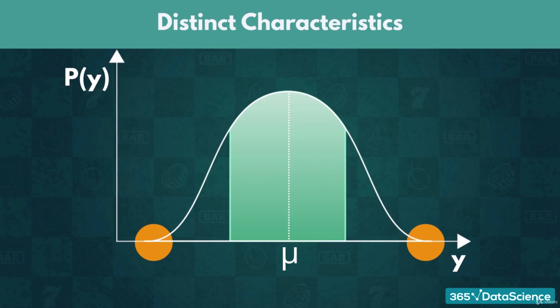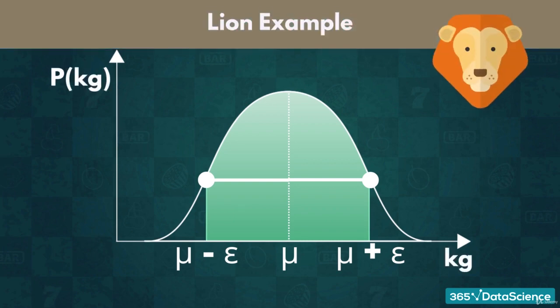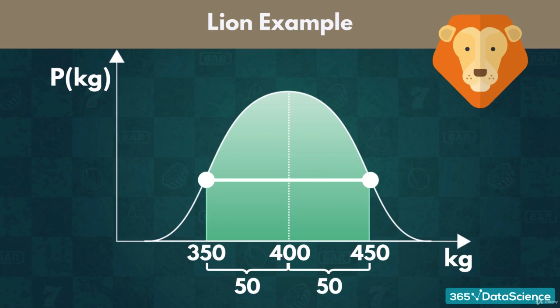Furthermore, we can see that the graph is symmetric with regards to the mean. That suggests values equally far away in opposing directions would still be equally likely. Let's go back to the lion example from earlier. If the mean is 400, symmetry suggests a lion is equally likely to weigh 350 pounds and 450 pounds, since both are 50 pounds away from the mean.